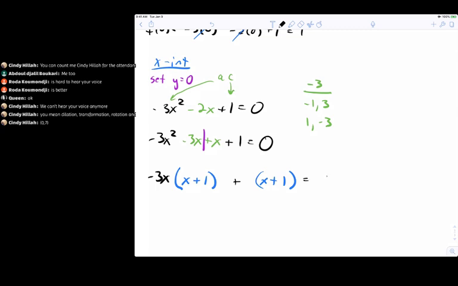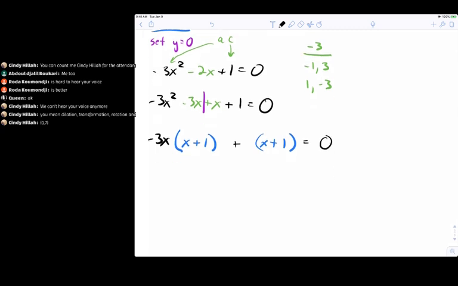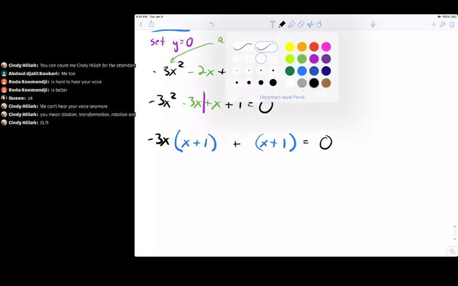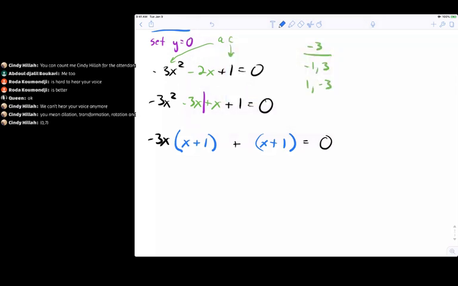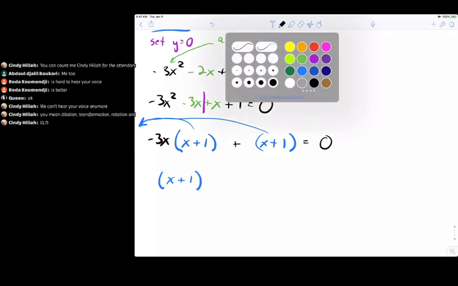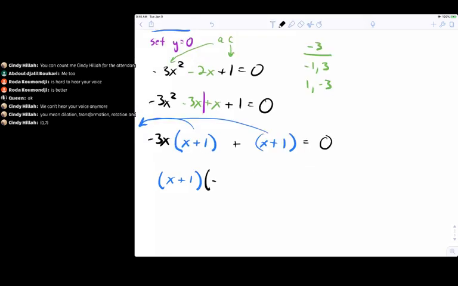Then we factor out the common binomial factor. In other words, we mean the common color. What color do these two terms have in common? They both have the blue, right? So we could factor out the blue. It's kind of like a merge almost, right? They essentially merge. And then what's left? If we remove the blue from the first part, we're left with the -3x. If we remove the blue from the second part, we're left with the +1, all right?